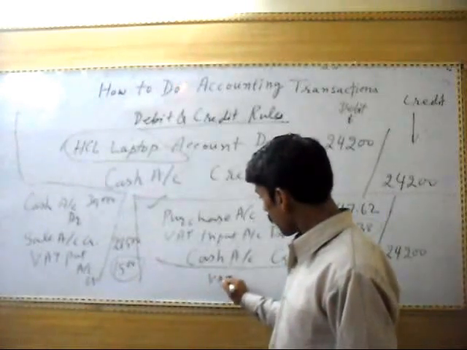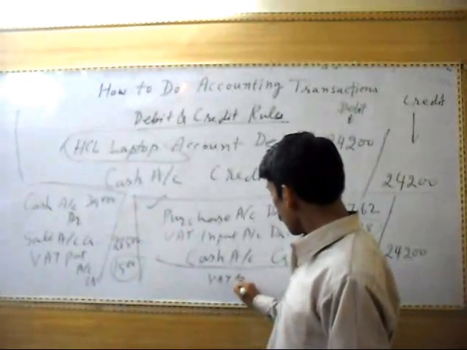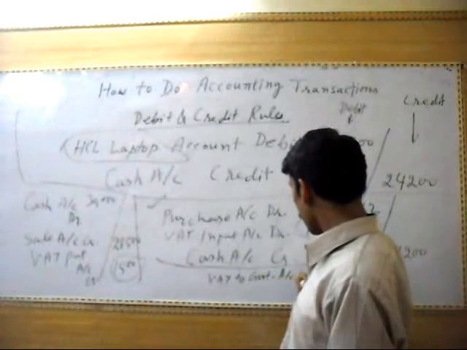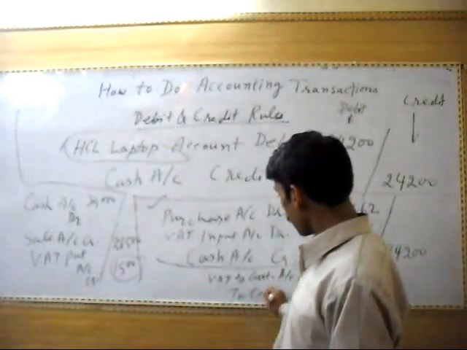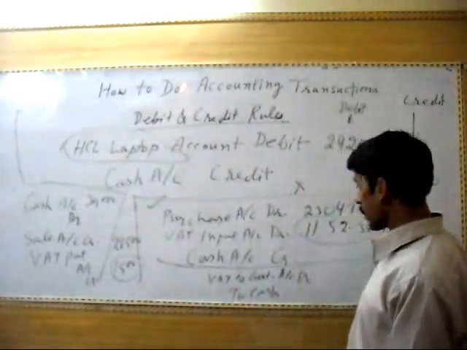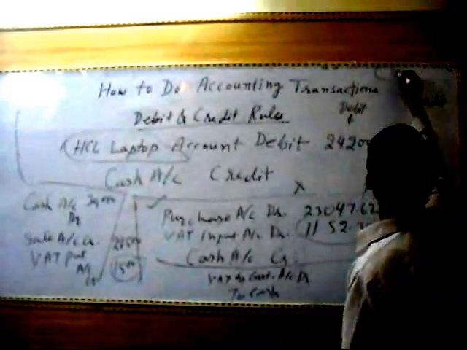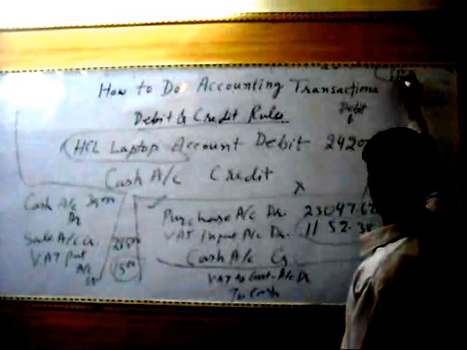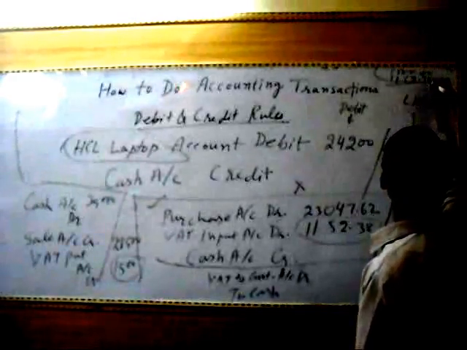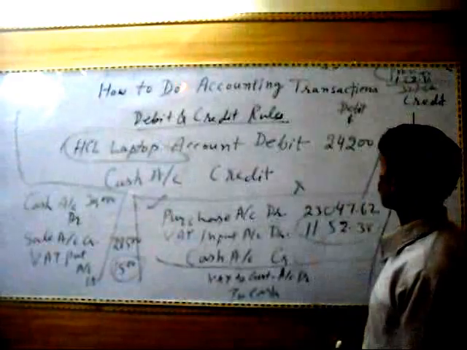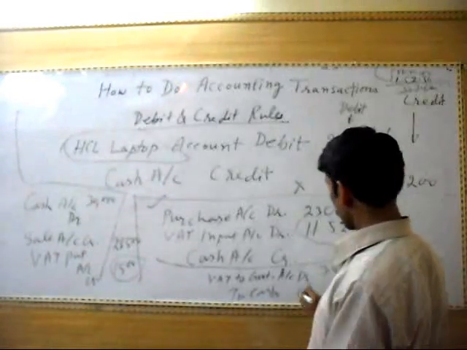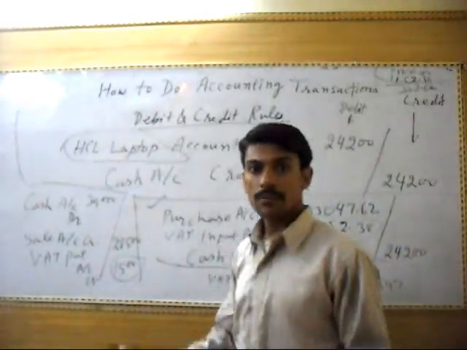VAT to government account debit to cash account. So this liability will decrease. I am writing what will be 1,500, 1,152.38, approximately 347. This is credit.